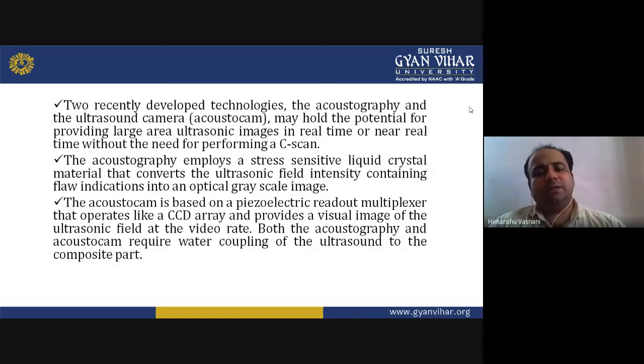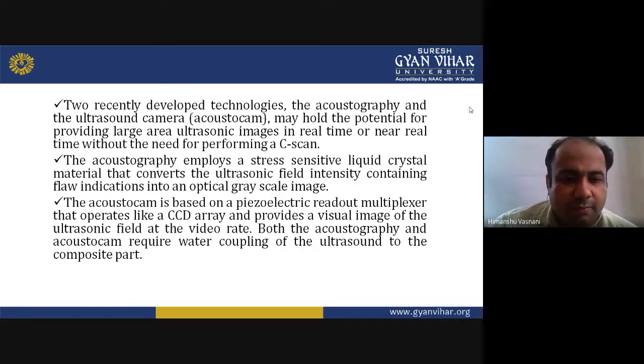Two recently developed technologies, acoustography and the ultrasound camera, acoustocam, hold the potential for providing large area ultrasonic images in real time or near real time without the need of performing a C-scan. Acoustography employs a stress-sensitive liquid crystal material that converts the ultrasonic field intensity containing the flaw indication into an optical gray scale image. The acoustocam is based on a piezoelectric readout multiplexer that operates like a CCD array and provides a visual image of the ultrasonic field at video rate. Both require water coupling of the ultrasound to the composite part.